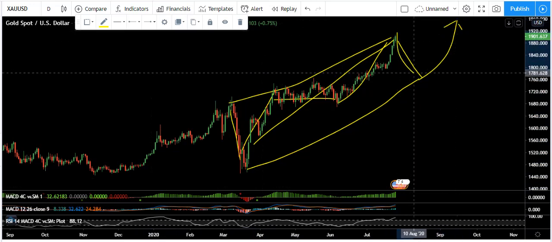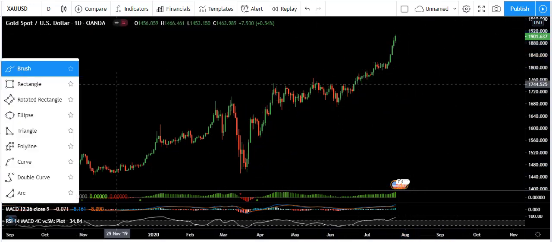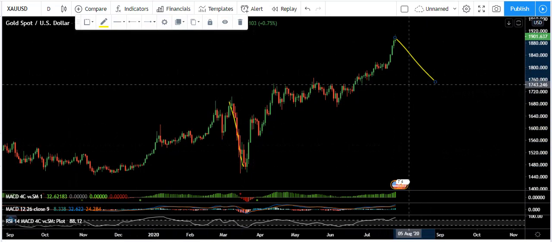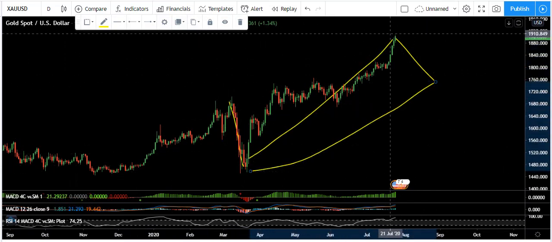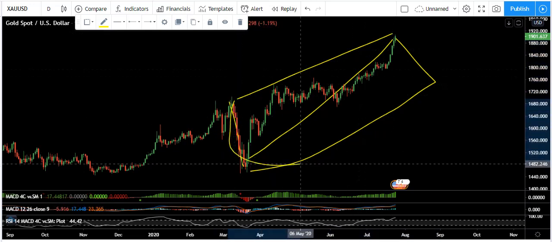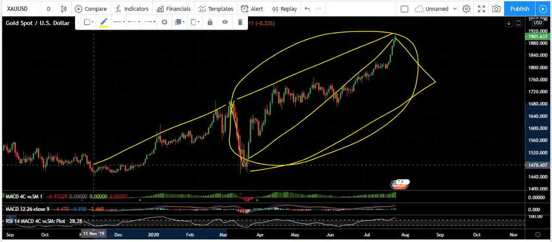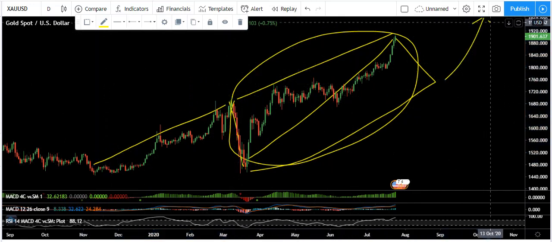This means we get one move down to complete this structure. Again I draw, this means we will have this move similar to this, and this is a correction, this is a flat if we like to analyze this. Then this whole correction will be in relation to this move, and we should expect one move up.